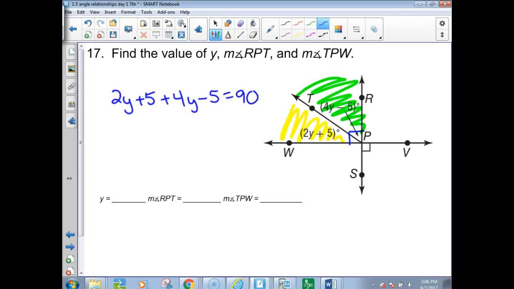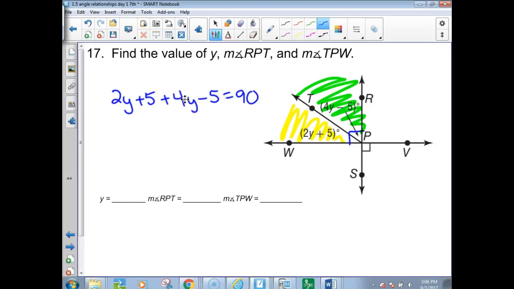I hear a lot of people looking for their stuff. All right, this one is the 1.5 angle relationships packet. And we were at 17. We are looking at one more section left before we have another concept quiz on 1.3, 1.4, 1.5, and 1.6.